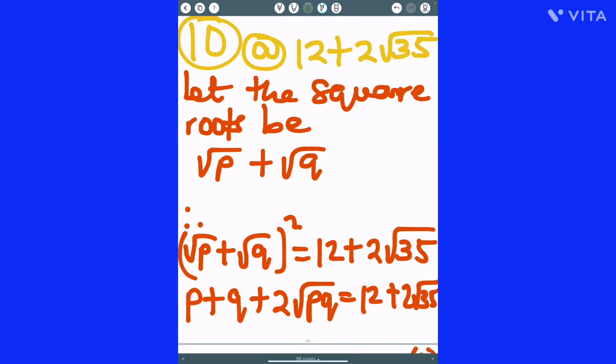Number 10a. There are more questions in number 10. Number 10a here says we should find the square root of 12 plus 2 root 35. It's the same thing. Let the square root be root p plus root q. So root p plus root q all squared is 12 plus 2 root 35. So on expanding, you get this. Equate it to 12 plus 2 root 35.